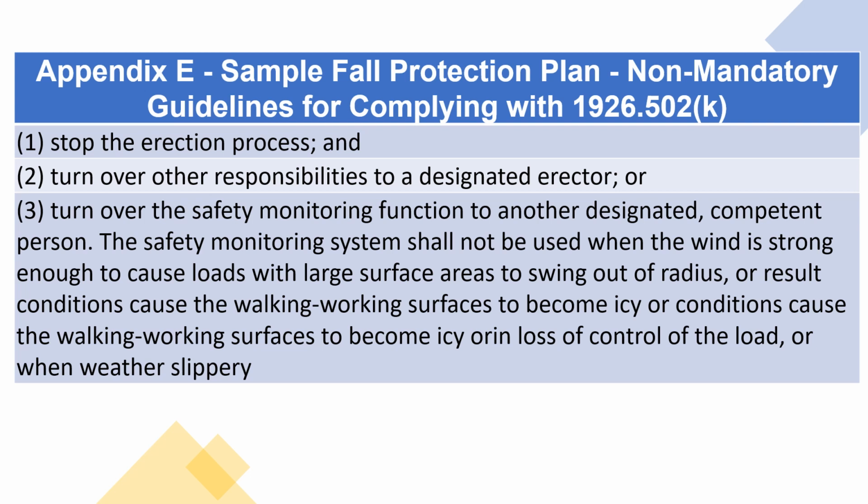The safety monitoring system shall not be used when the wind is strong enough to cause loads with large surface areas to swing out of radius or result in loss of control of the load, or when weather conditions cause the walking working surfaces to become icy or slippery.